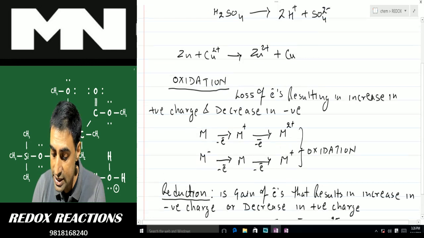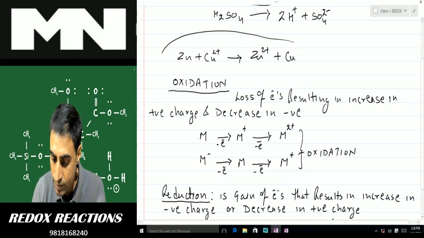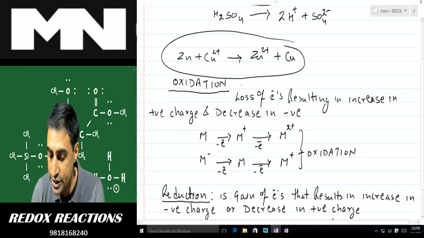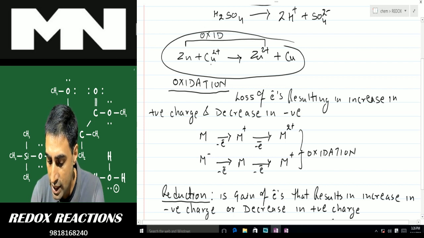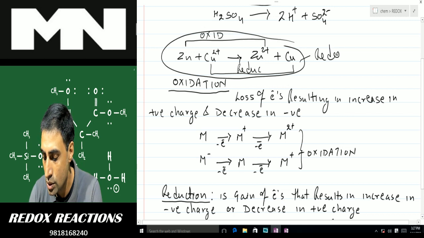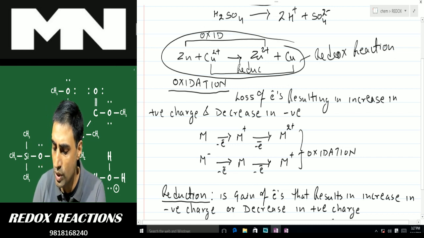So what is this type of reaction? In this reaction, you are seeing oxidation, that is loss of electron, and reduction also, that is gain of electron. Such a reaction is a redox reaction. I'll give you one more example for that.